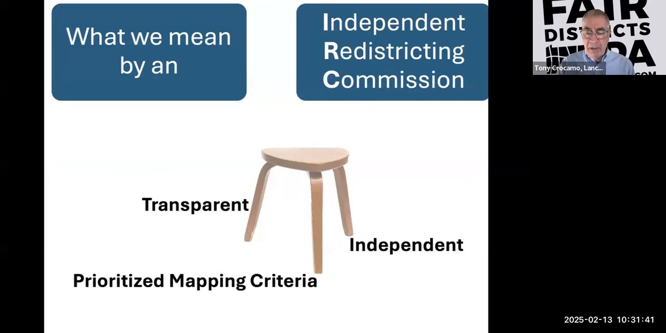We want a transparent public process that includes public hearings, sharing of information about redistricting proposals, and equal access to all data and information for both the public and the commissioners. If the commissioners are using information to draw the maps, we want the public to have access to that same information. And we want prioritized mapping standards that are clear, measurable, and promote equitable representation for counties, municipalities, and communities of interest, with defined limits on population deviation and attention to compactness, contiguity, and geographic boundaries. That's what we mean by an independent redistricting commission.